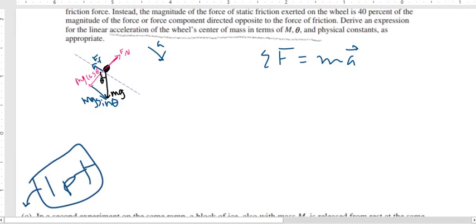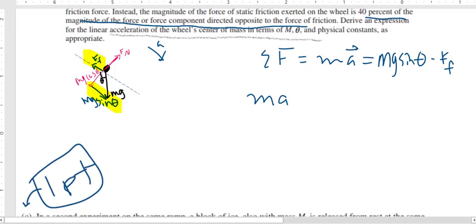So your net force is going to equal your accelerating force, which is just mg sine theta, and then what's slowing it down, force of friction. Now, they said that the magnitude of force of friction is 40% of the magnitude of the force component directed opposite the force of friction. Okay, so here's force of friction, it's going that way. What's going opposite? mg sine theta.